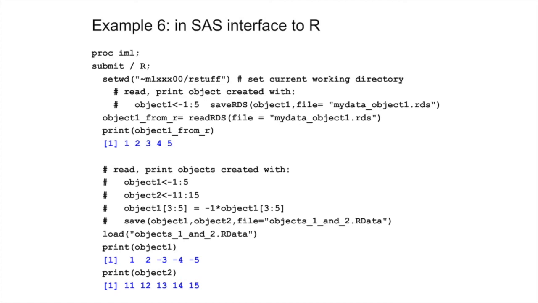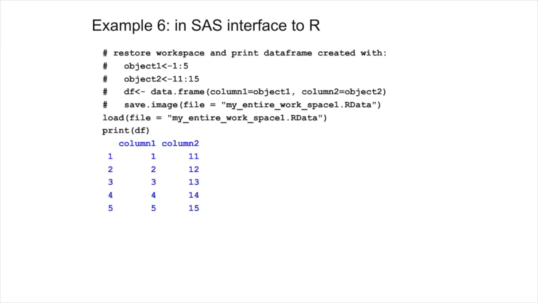Then I'm going to use the load function to bring back the two objects that I saved with the save function. That's the mirror image there. And I'm going to print them out. You'll notice that the values of object 1 reflect the change I made to them in R between when I did saveRDS and when I did save. And then last but not least, we're going to use the load function to bring back in the entire workspace, which is, again, the mirror image of save.image. And now I've got everything back here in my SAS environment that I had when I was working in R in that environment.